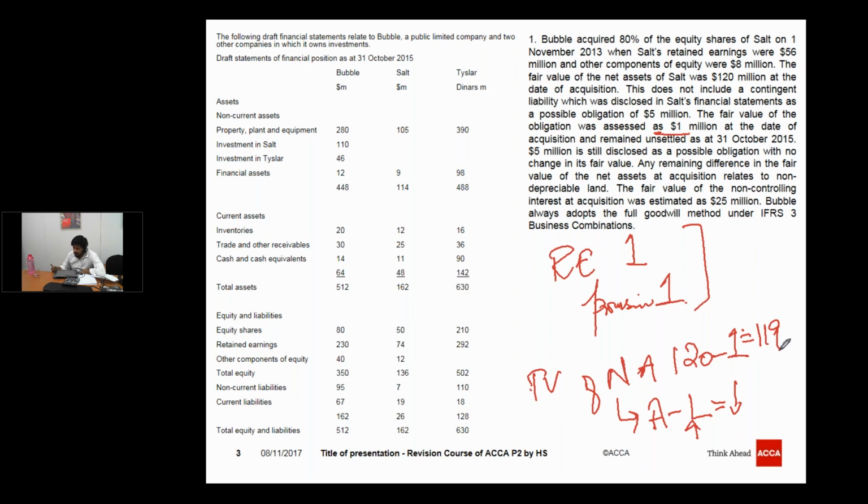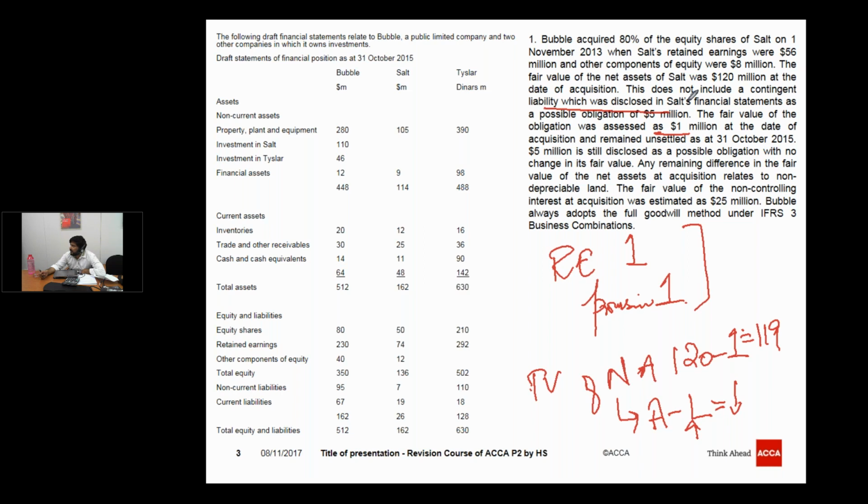And do remember this point, that the contingent liabilities which are disclosed according to IAS 37 must be recognized for the purpose of consolidation. So when we consolidate, we have to recognize all the intangible assets, and secondly, we have to take all the contingent liabilities as a provision. So you have to book the liability, and when you book the liability for the 1 million, the fair value of net assets will go down and it will be 119.